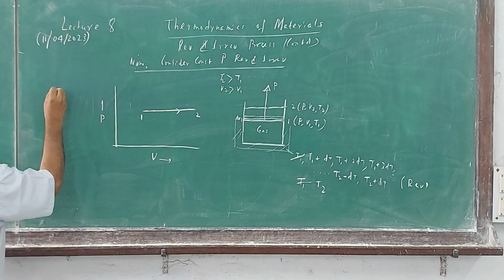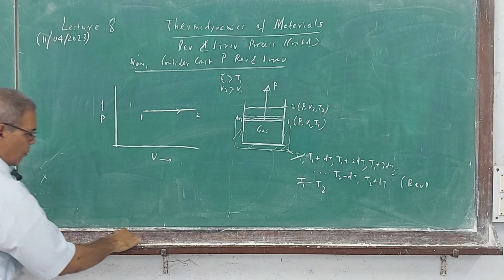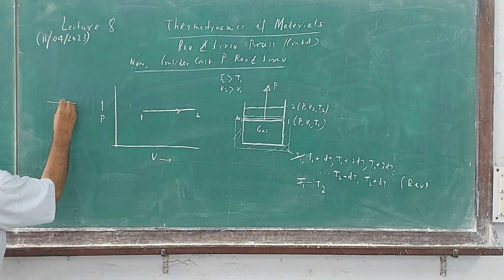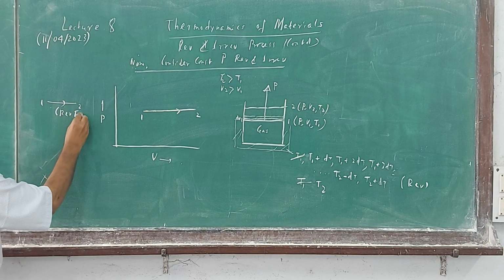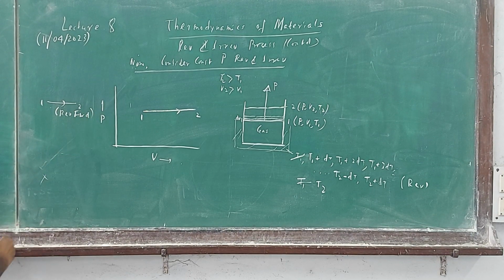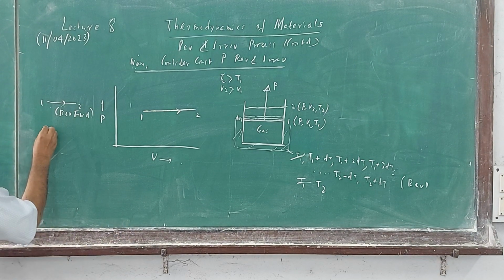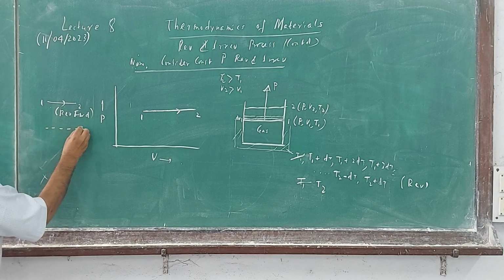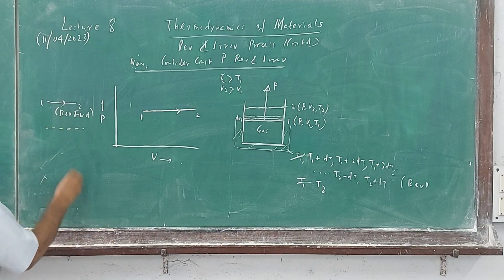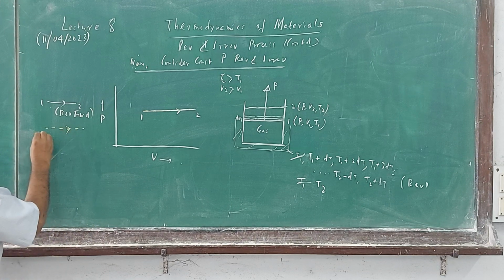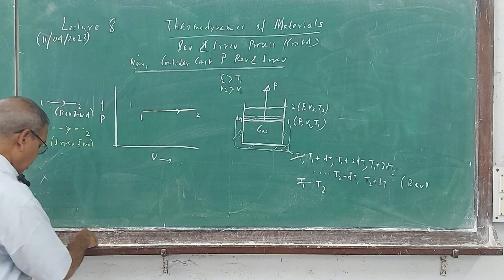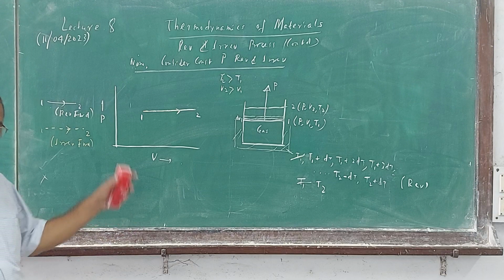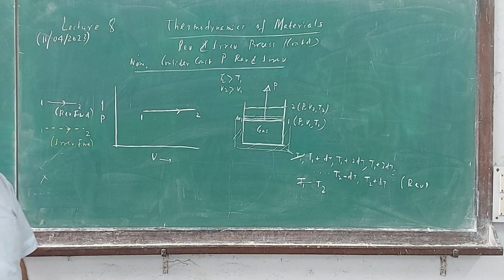So how will I show you? 1 to 2, 1 to 2, reversible forward, and what is this 1 to 2? This one, 1 to 2, is irreversible forward. Dotted, irreversible forward.